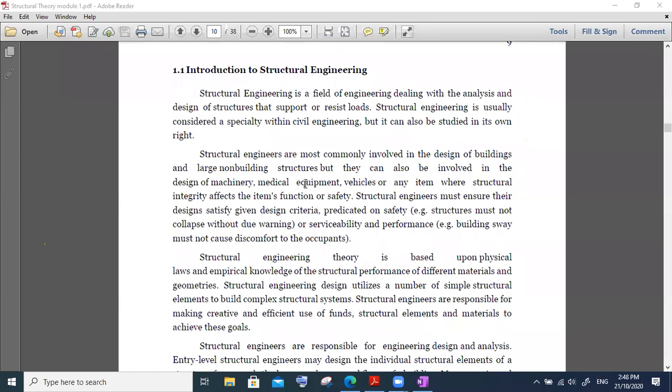Structural engineers are commonly involved in the design of buildings and large non-building structures, but they can also be involved in the design of machinery, medical equipment, vehicles, or any item where structural integrity affects the item's function or safety. Ang pinaka-main goal natin dito is the function and safety. Kailangan pag nag-design tayo, magagamit natin siya. Hindi yung nag-design ka nga, maganda siya, pero hindi naman siya functional. Or safety, of course. Pag gumawa tayo ng structure, ang pinakaunang goal natin doon at bakit tayo nagde-design is the safety nung gagamit ng structure.